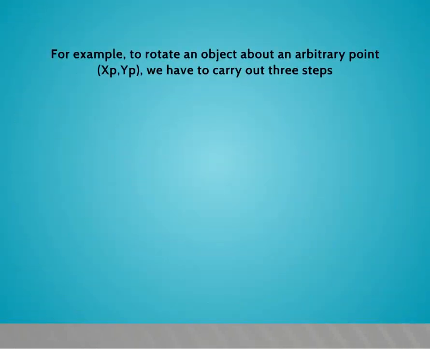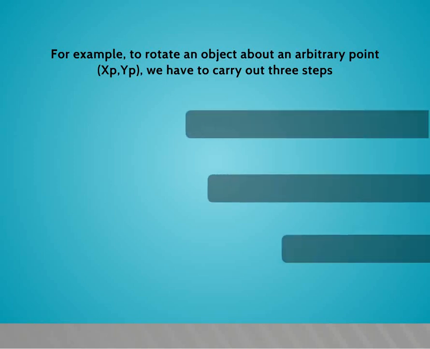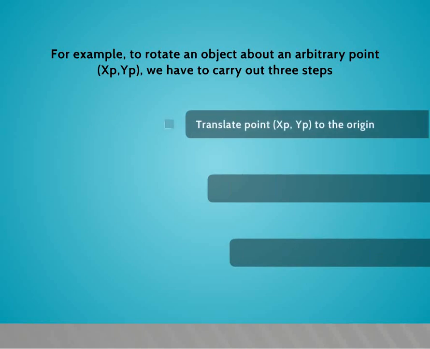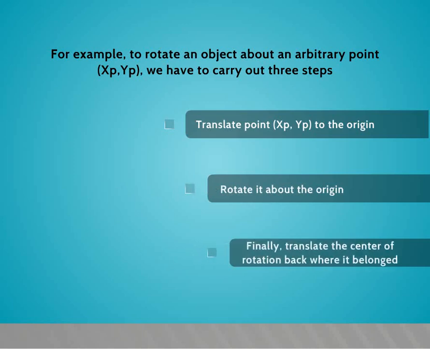For example, to rotate an object about an arbitrary point xp, yp, we have to carry out 3 steps. Translate point xp, yp to the origin. Rotate it about the origin. Finally, translate the center of rotation back where it belongs.